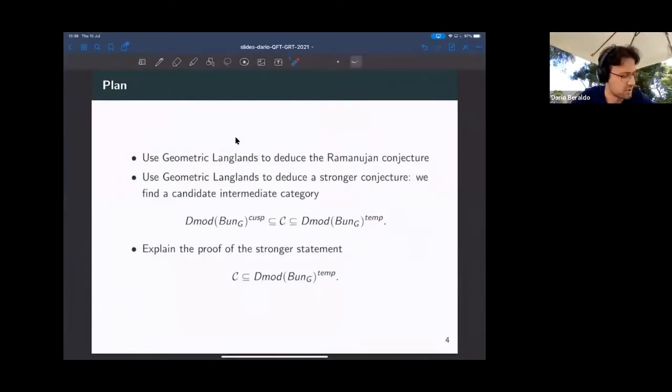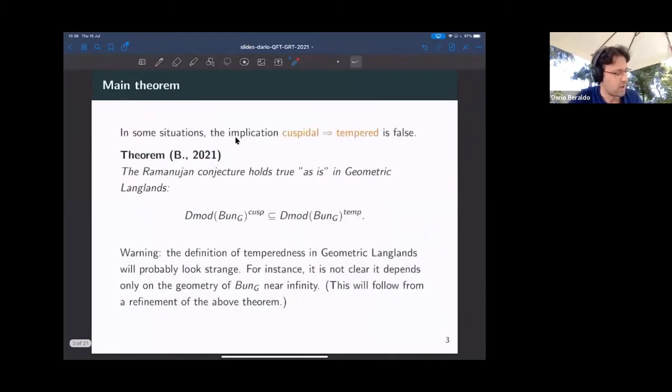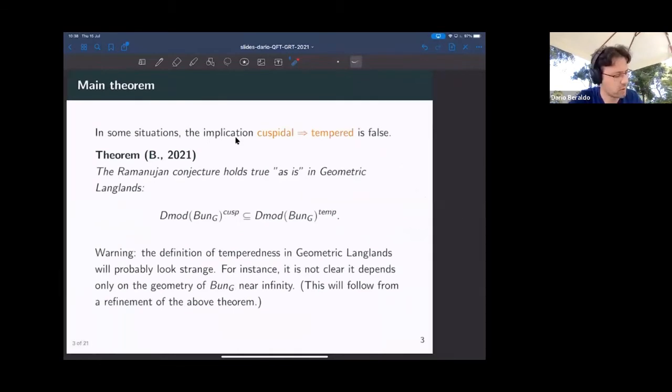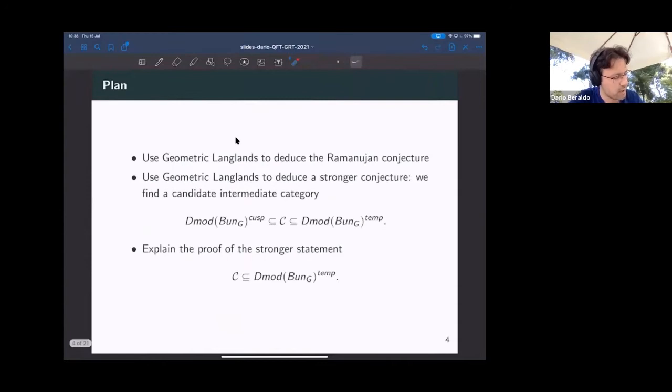But one thing to be remarked is that, coming back to this theorem, I don't have a direct proof of this theorem. So the proof will go by a different route. We will play with geometric Langlands and we'll find a stronger conjecture. The stronger conjecture looks for an intermediate category that ought to lie between cuspidal and tempered, and with this intermediate category, we divide the problem into two parts, and this left part will happen to be known.